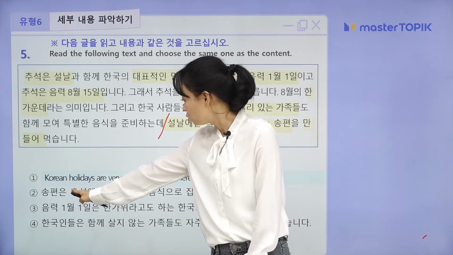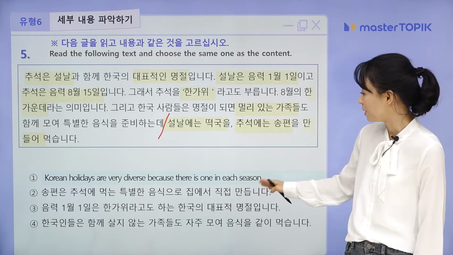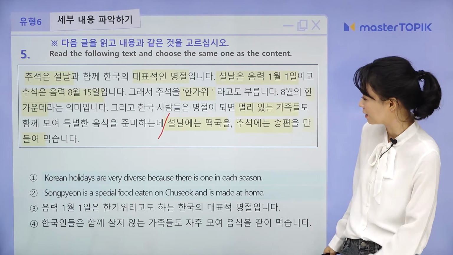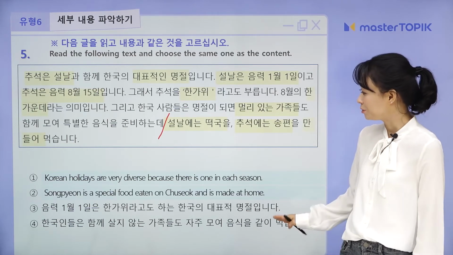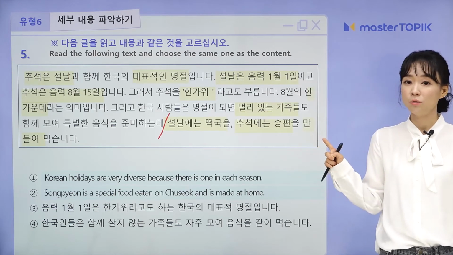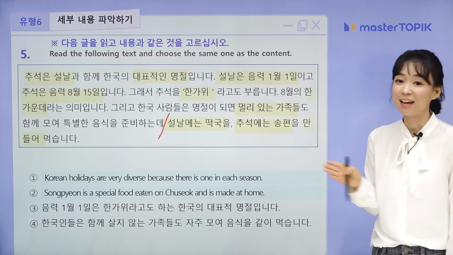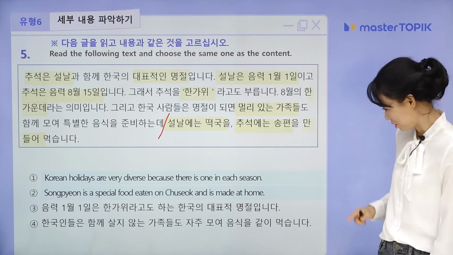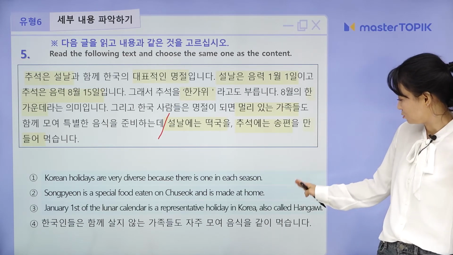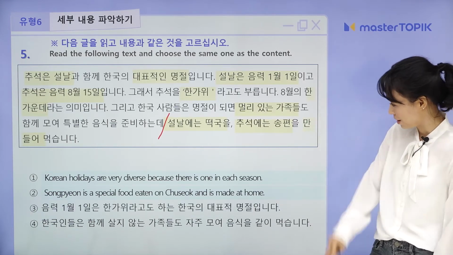Number two, 송편은 추석에 먹는 특별한 음식으로 집에서 직접 만듭니다. So 송편 is a special food eaten on 추석 and it is made at home. Is it true? Yes, 송편 for 추석 and they make it and eat it. Yes. So this one is true.